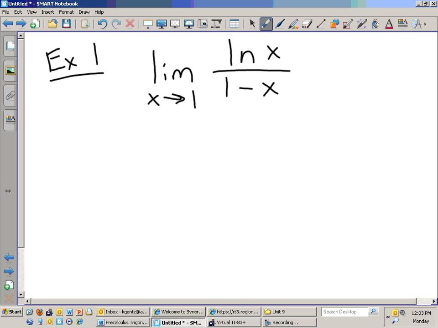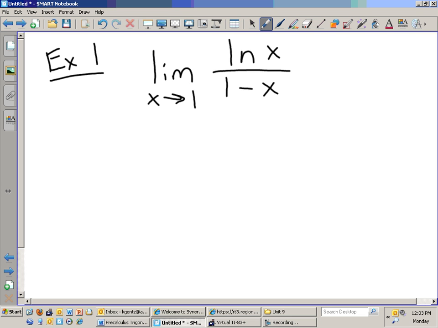Okay, so in this situation, we have the limit as x approaches 1 of natural log of x over 1 minus x. So the first thing that we have to do, and this is where we ran into confusion last time, is we first must test to see whether or not it's going to work out, whether we can even apply L'Hopital's rule. So let's watch what happens.